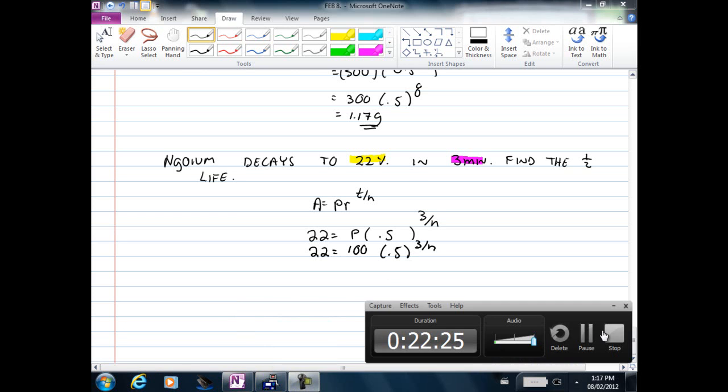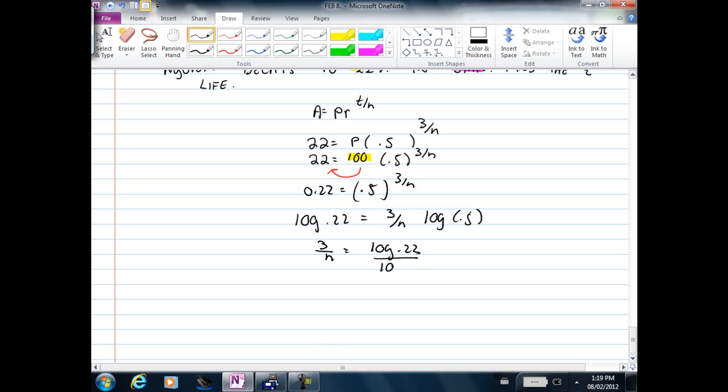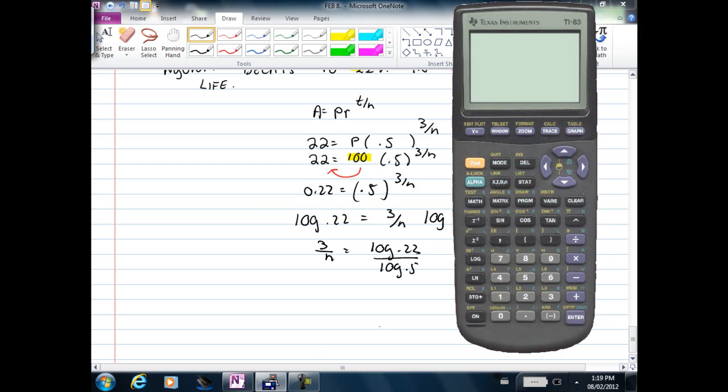So guys and gals, first thing we're going to do, let's move this 100 over. So you have 0.22 equals to 0.5 to the 3 over N. Let's log both sides right now. Log 0.22 equals to 3 over N log 0.5. Okay, bring your log over. And again, I like to do it nice and slow for everyone to see. Log 0.22 over log 0.5. And let's just plug it in slowly.